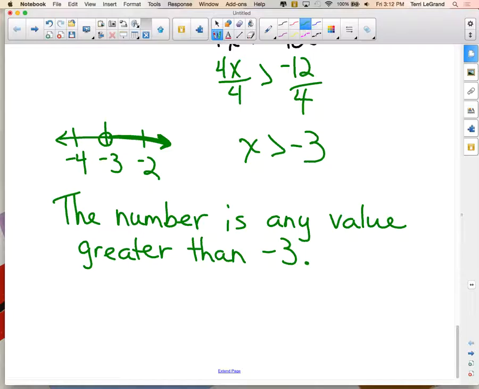How about -3? Does it qualify? No. How about -4? No. There's a whole bunch of numbers, including -3 itself, that do not qualify to be the number, but we have a whole bunch of others that do. Any of those others should satisfy that statement. Okay. Any questions? Okay.